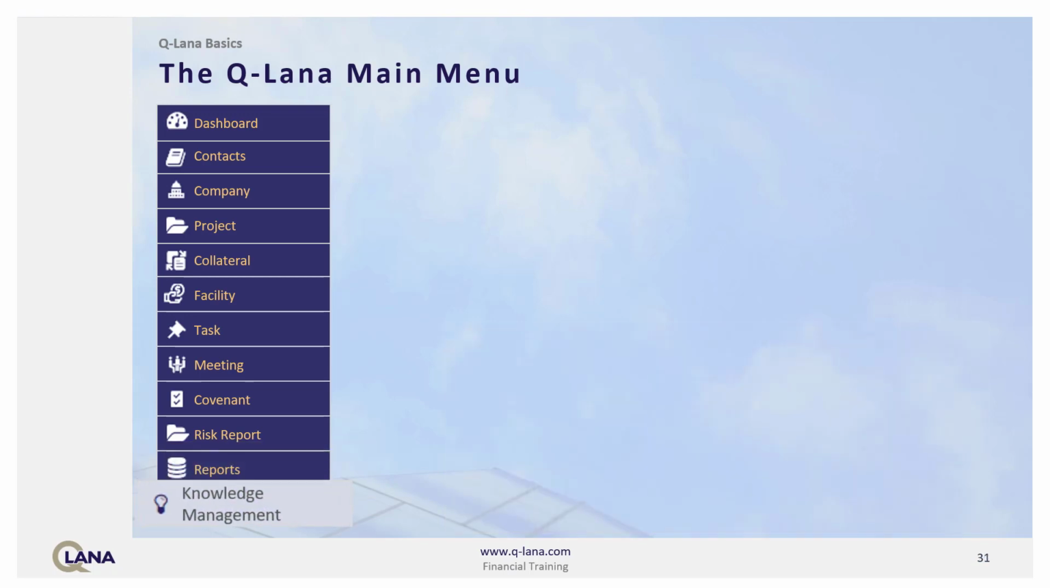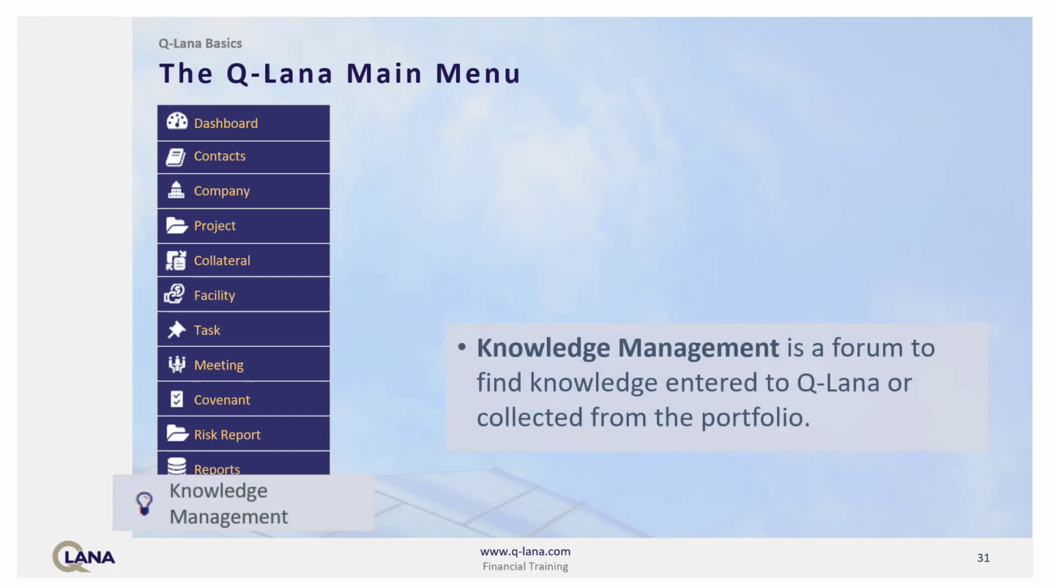And finally, knowledge management is a forum to find any knowledge about the transactions or concepts in general, including the manuals, policies, procedures, certain videos about specific functionalities, such as this video, and other explanations about theoretical concepts and approaches used by the institution.